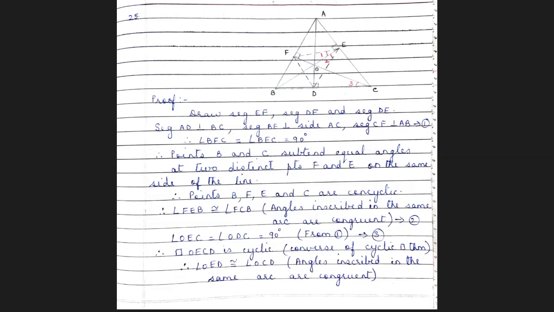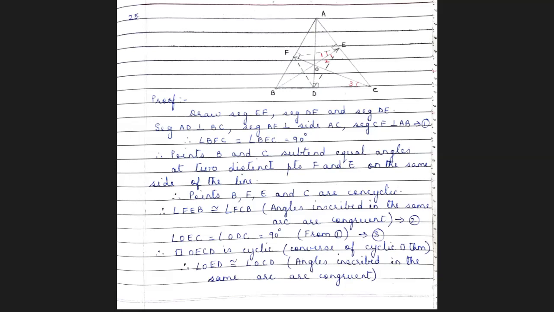Draw segments EF, FD and DE. Okay, so the ones I have drawn in dotted lines are a construction. Now segment AD perpendicular to BC, BE perpendicular to AC, CF perpendicular to AB, mark it as equation number 1, that is given to you. Angle BFC equal to angle BEC equal to 90 degrees. They have given you CF perpendicular to AB, isn't it? Therefore, angle BFC also will be 90 degrees. Similarly, angle BEC also equal to 90 degrees.